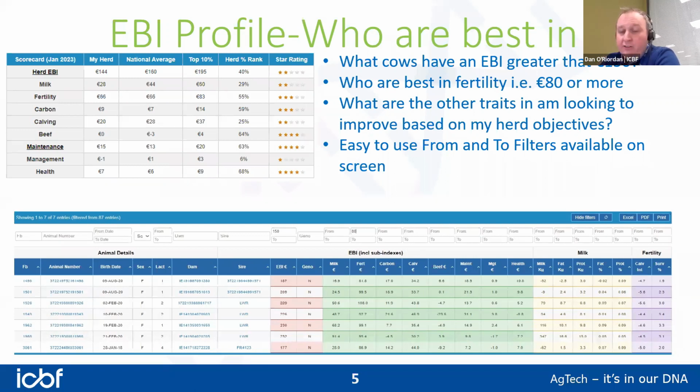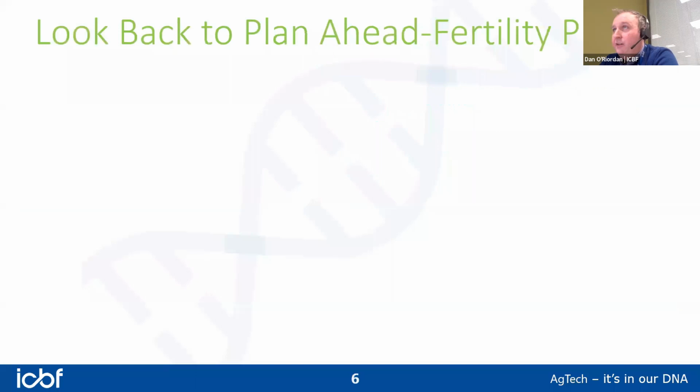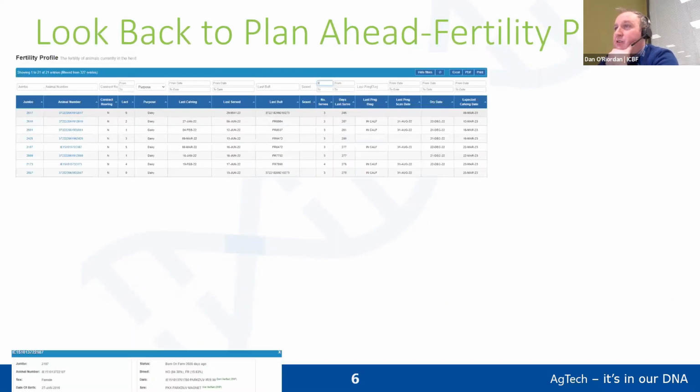So I just want to highlight that on this particular slide. And look, as I say, just type in the 150 there, and then you can filter this to 180. And look, we get down to a list of females that should be the best to breed from, very, very quickly.